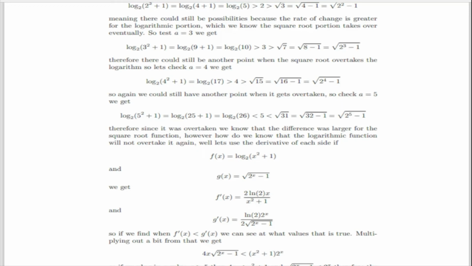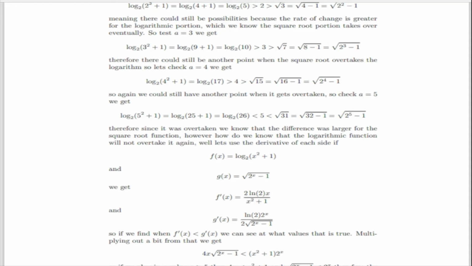We get log base 2 of 4 squared plus 1 equals log base 2 of 17, which is greater than 4, because log base 2 of 16 is 4, and which is greater than the square root of 15, because the square root of 16 is 4, which equals the square root of 16 minus 1, which equals the square root of 2 to the 4th minus 1. So we could still have another point when it gets overtaken.